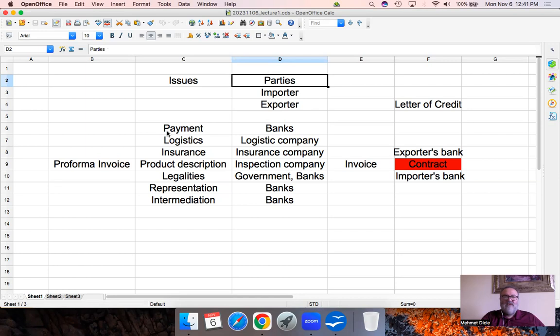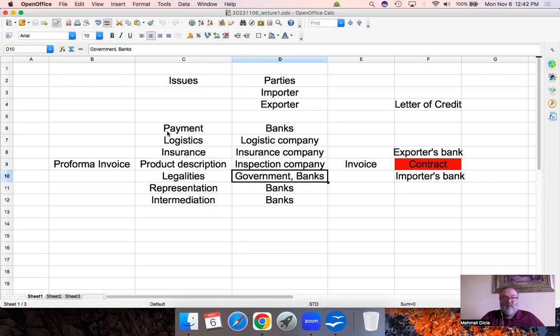So we said, what are the parties to an international trade? We obviously start with the importer and then the exporter, and then we have the banks. The banks is plural for the importer's bank and the exporter's bank. We have the logistics company, insurance company, the inspection company that will be, again, very similar to the exporter's bank and the importer's bank. We're going to have an inspection company that works primarily for the importer, but for the overall transaction. And then the inspection company will have their own agents at the exporter's location and at the importer's location.